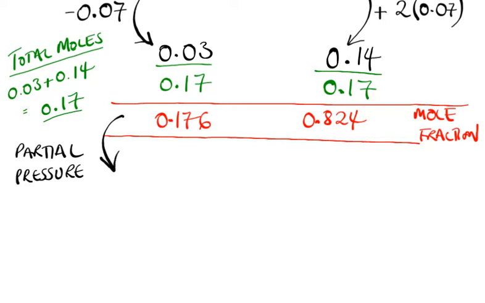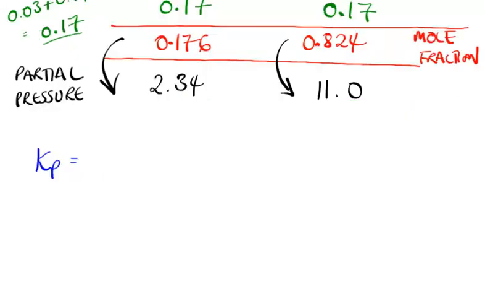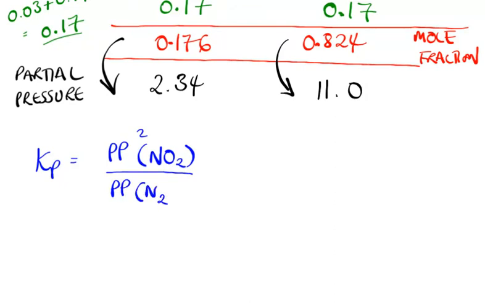which means that the partial pressure of N2O4 is 2.34, and for the NO2 it's 11. I now want my KP expression. So we've got the partial pressure of NO2 squared over the partial pressure of N2O4, and then we'll just put those numbers in that we've got from before. So we've got 11 squared over 2.34.